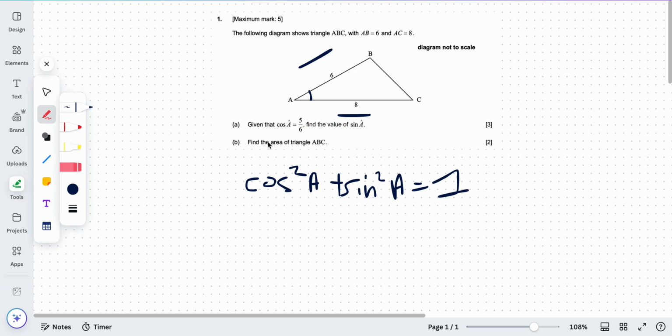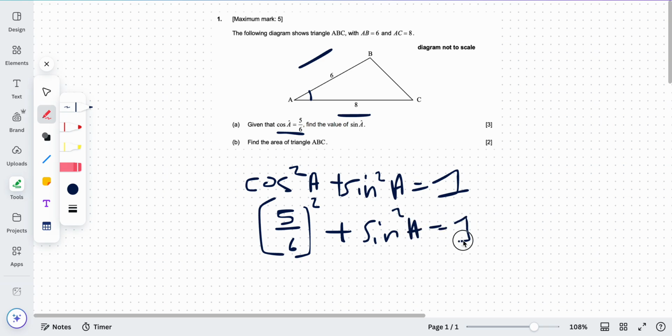So then we can put 5 over 6 here because cos A is 5 over 6, but then it must be squared. So you can't forget that. And then plus, so repeat of what we wrote here, equals 1.